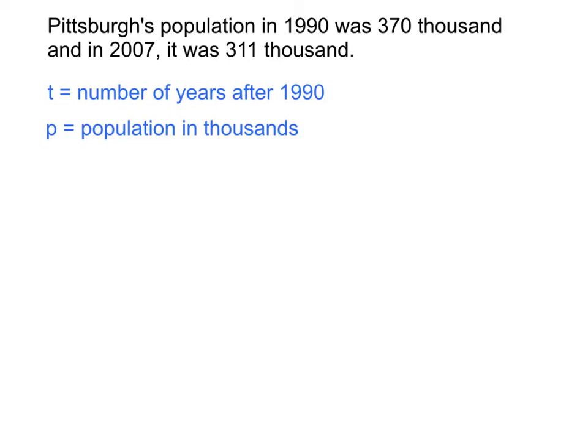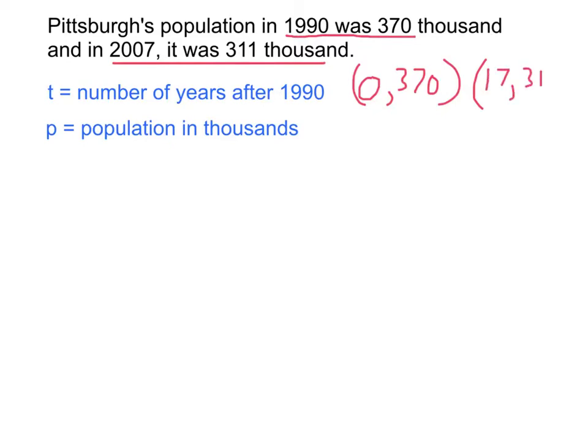Now the information really gives us two different ordered pairs because we know that in 1990 the population was 370,000. So in that year t would be 0 because 1990 is 0 years after 1990, and the output would be 370. And then we also know in 2007 it was 311,000. So 2007 would be 17 years after 1990, and then we have a 311 for the output.